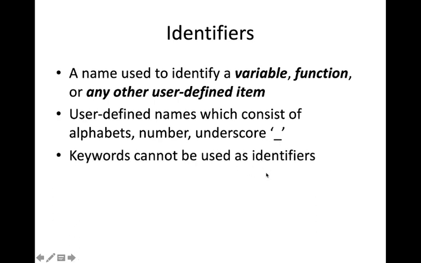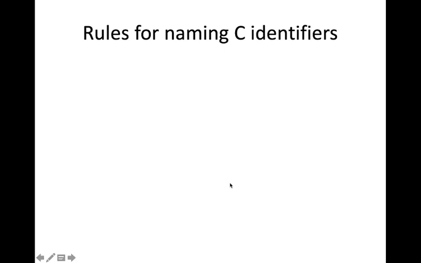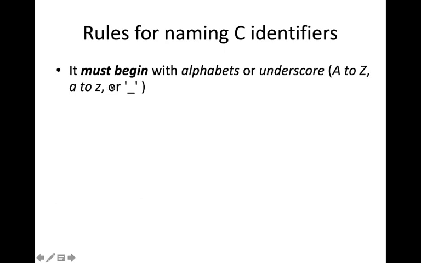So keywords cannot be used as identifiers. We have already seen the 32 keywords, and those keywords cannot be used as identifiers. There are some rules for naming C identifiers. It must always begin with an alphabet or an underscore.